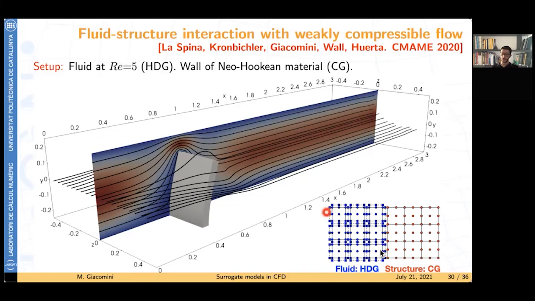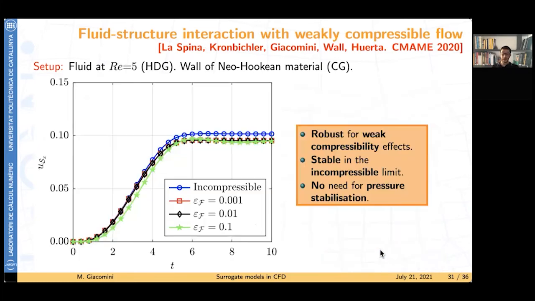And what we are approximating, we are coupling the flow representation through the hybridizable discontinuous Galerkin with a structural approximation, in this case, a neo-Hookean material using high order continuous Galerkin. And here I'm representing the streamlines and the deformation of the wall. If we look a little bit more into detail, the displacement of the tip of the wall, here I'm reporting this displacement as a function of this parameter epsilon, which is responsible for the rate of compressibility of the flow. So as epsilon goes to 0, we are tending towards a perfectly incompressible flow.